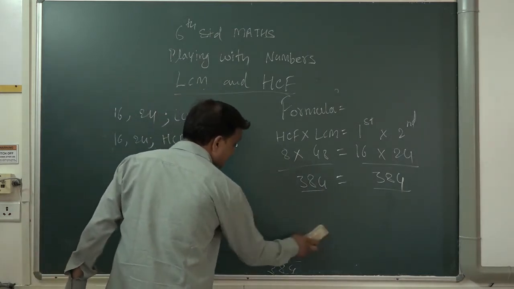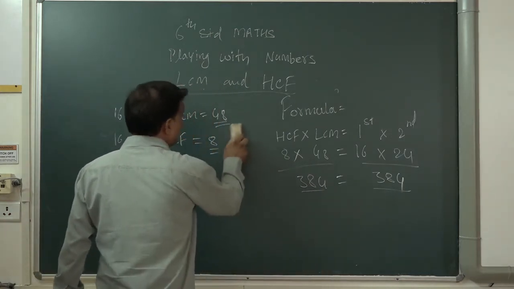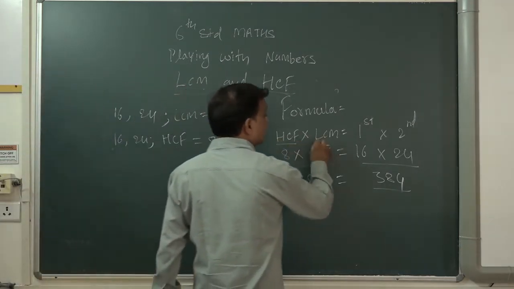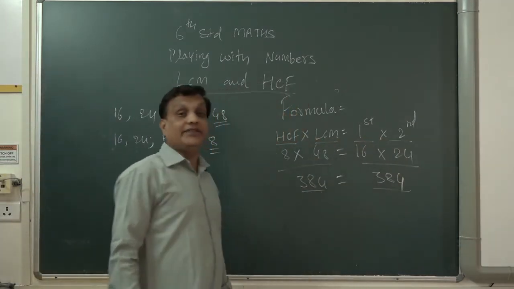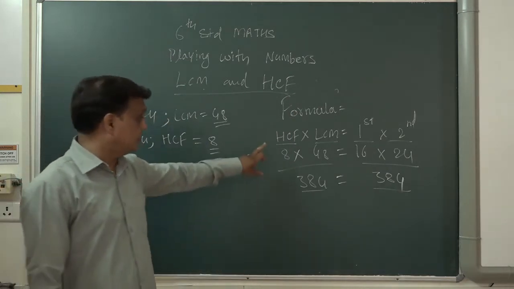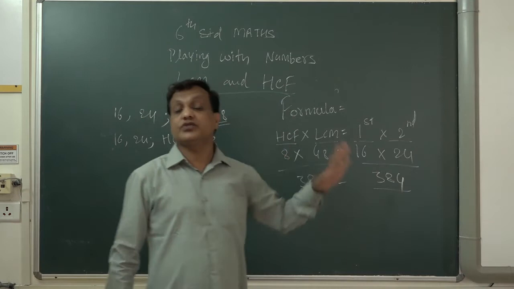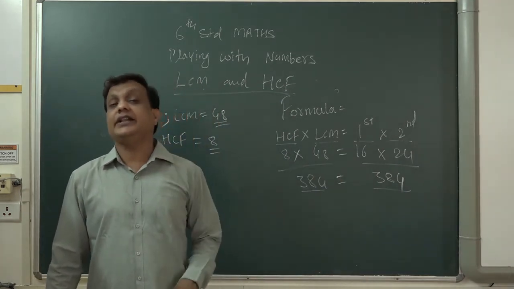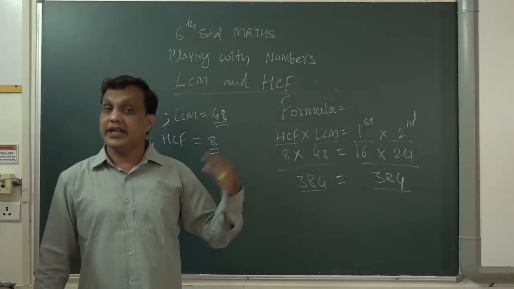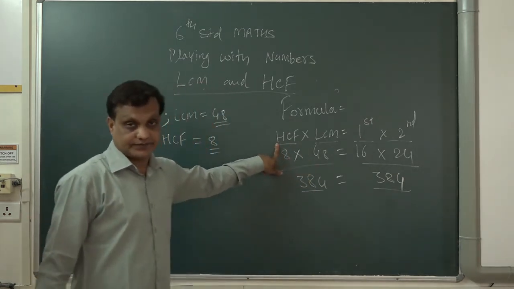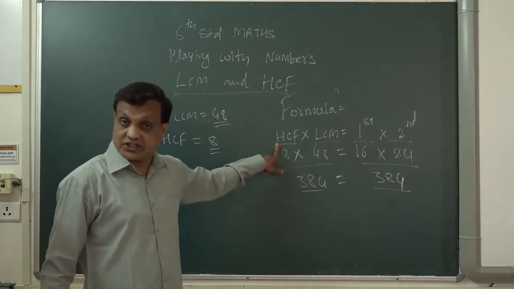So here what happens in exam? They will give you any 3 out of these 4: HCF, LCM, first number, second number. Out of these 4, they will give any 3 and they will ask you to find the remaining one which is not given. Suppose HCF is not given.